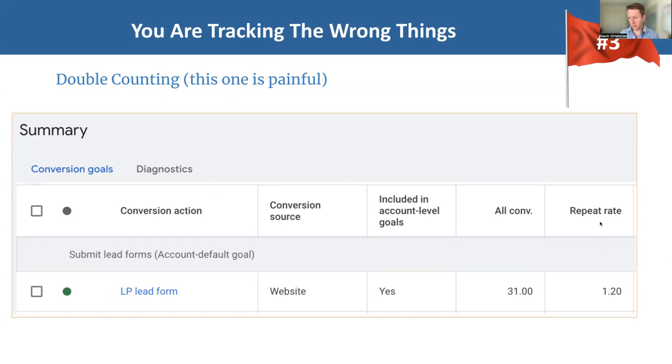So this is the repeat rate. Of the 31 conversions which we had, there's a 1.2. So there's an extra 20%, a fifth of the people. We need to remove 20% from this to get the actual number of conversions. It's a little bit annoying that this one's really hidden.